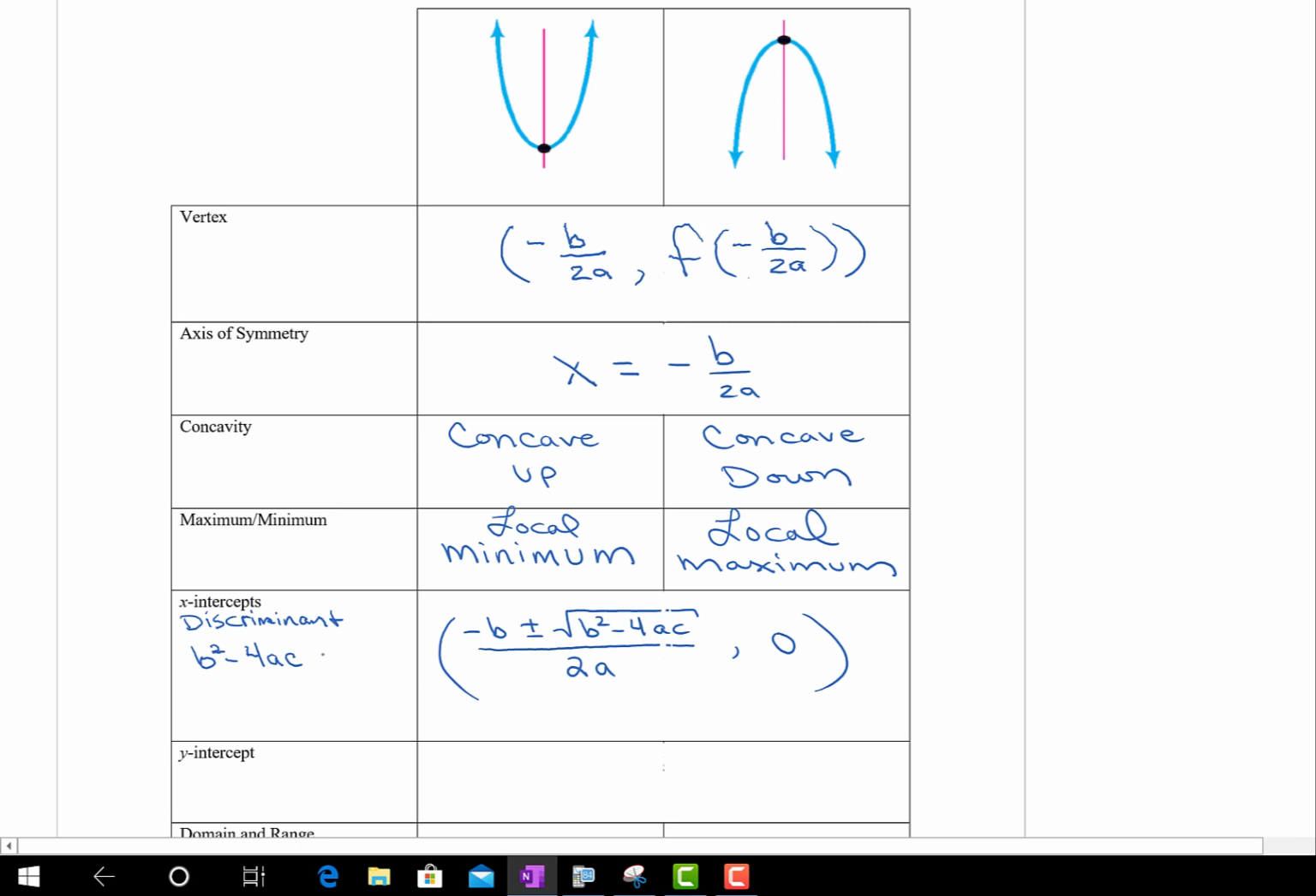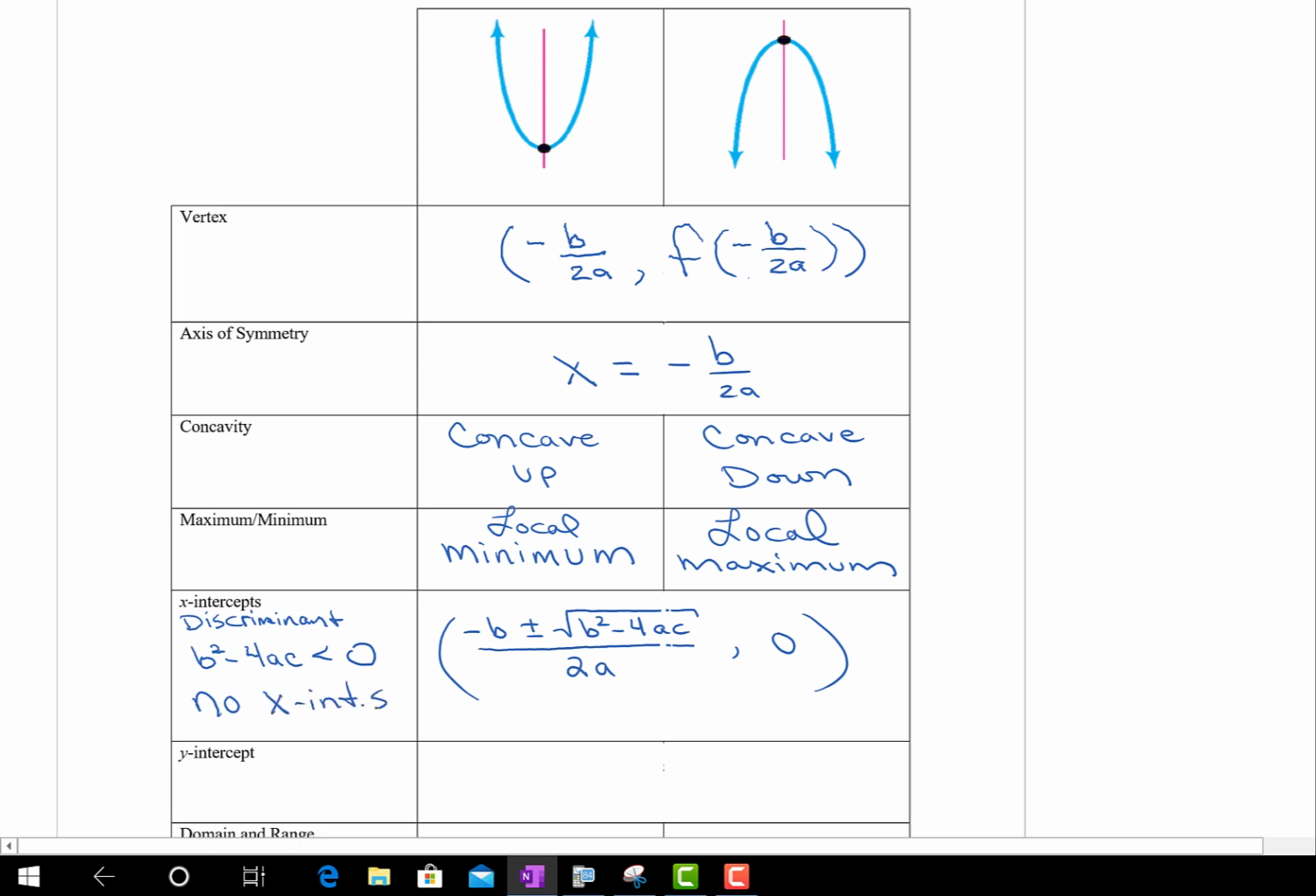Now let's say your discriminant is greater than 0. Then that means you're going to have two real x-intercepts. It'll be two real values. They might be rational or they might be irrational values, depending on the number. If it's a perfect square inside there, they're rational. If it's not a perfect square, then they're irrational.